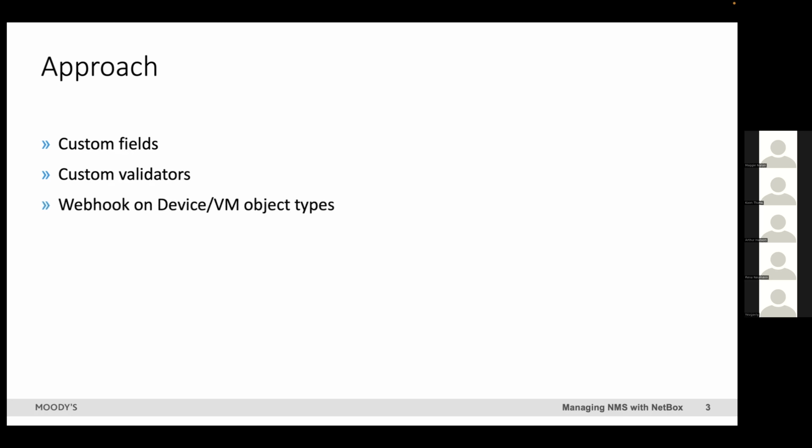Of course, the meat and potatoes here is the webhook, and I've enabled that both on device and VM object types for creation, updating, and deleting events. Those all fire off a webhook. Those are then consumed by a custom webhook processor, basically just a Flask app that I have running on one of our VMs that receives that webhook and then processes that into API calls for our NMS. And then finally, we have some tags that I'll show you what they do in a little bit.